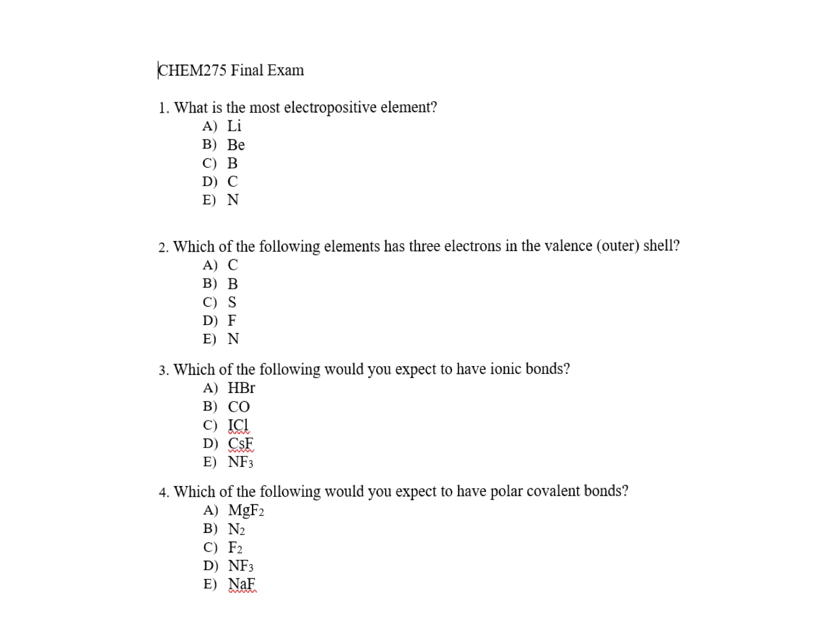Covalent bonds would be with metals. No, with nonmetals. And then ionic is between a metal and a nonmetal. Exactly.